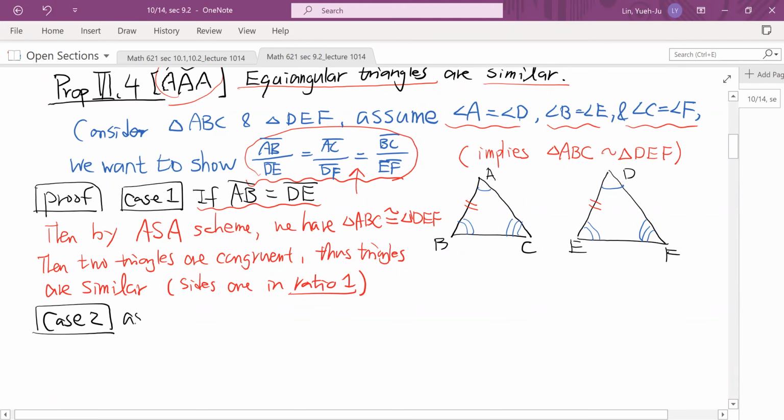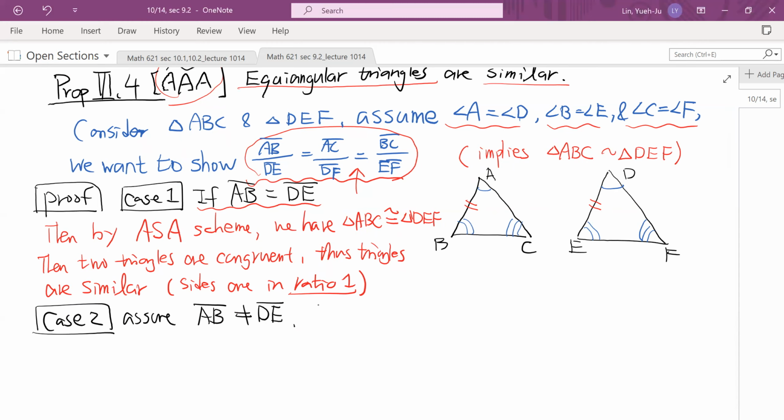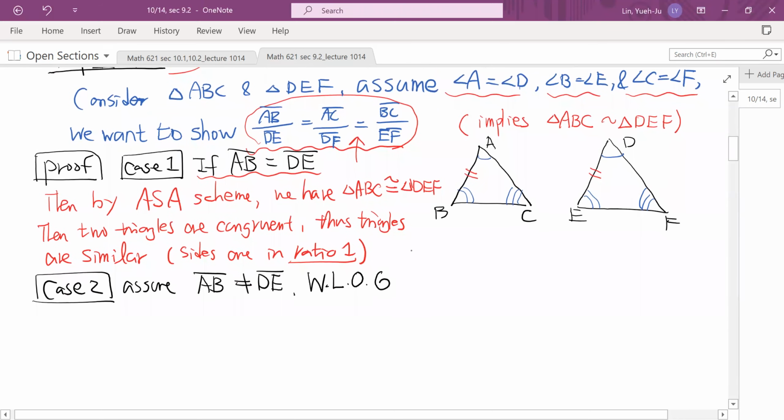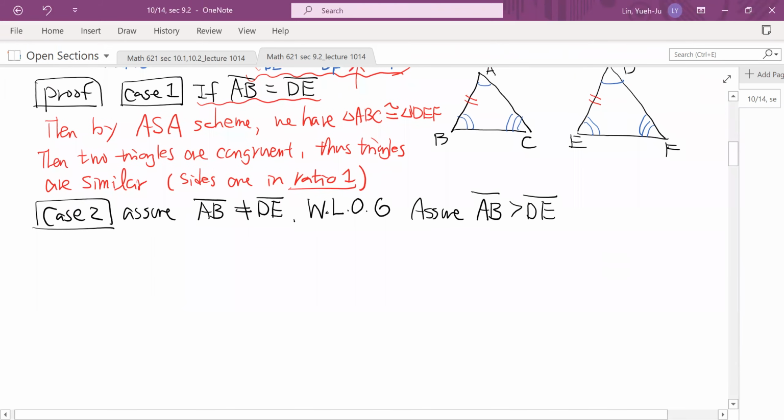So assume AB is not equal to DE. Then in this case, either AB or DE is larger. Because we can always swap the roles of ABC and DEF, we can swap the roles of the two triangles, so it really doesn't matter which one is larger. We can just pick one case. So without loss of generality, we're going to assume that AB is larger. So assume this is the case.